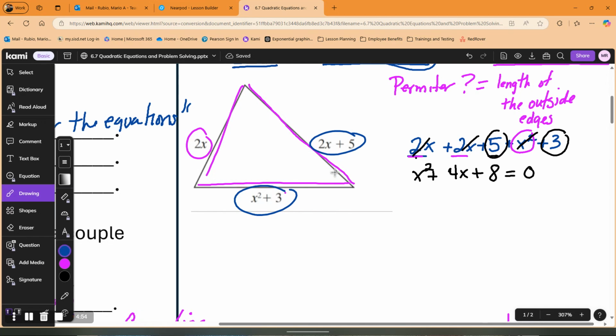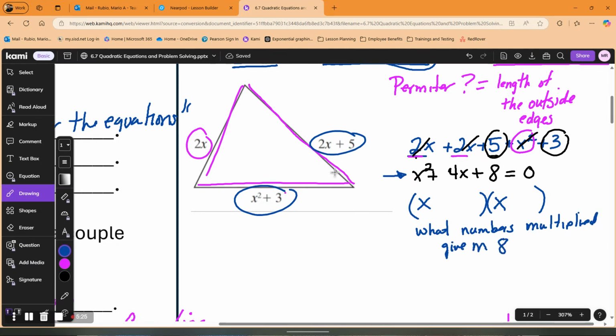Now that I have my equation, this is just the first part. Now I'm at step number 3 where I need to factor. So I need to figure out what times what gives me x squared plus 4x plus 8. I've got the variable x. I need to figure out what numbers multiplied give me 8.